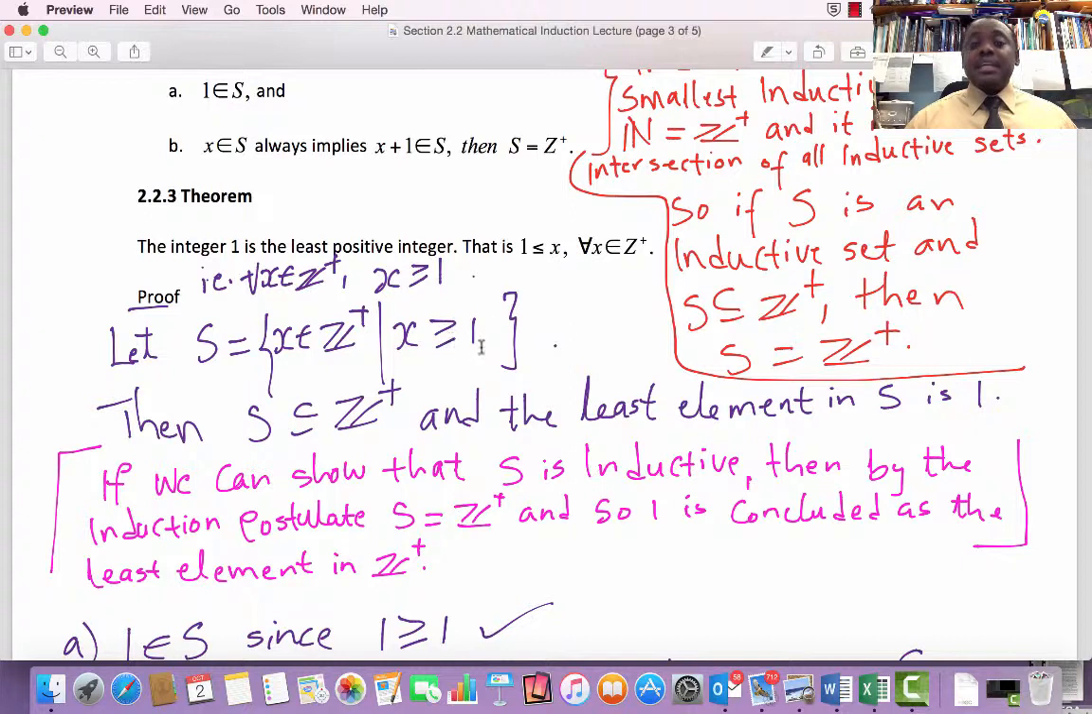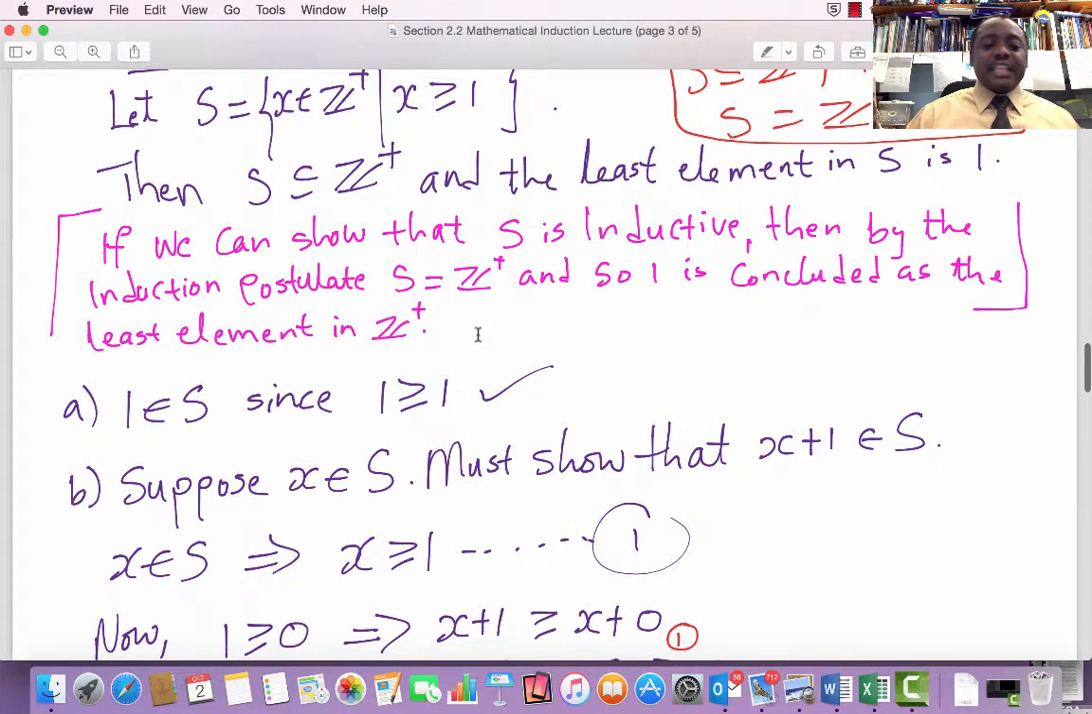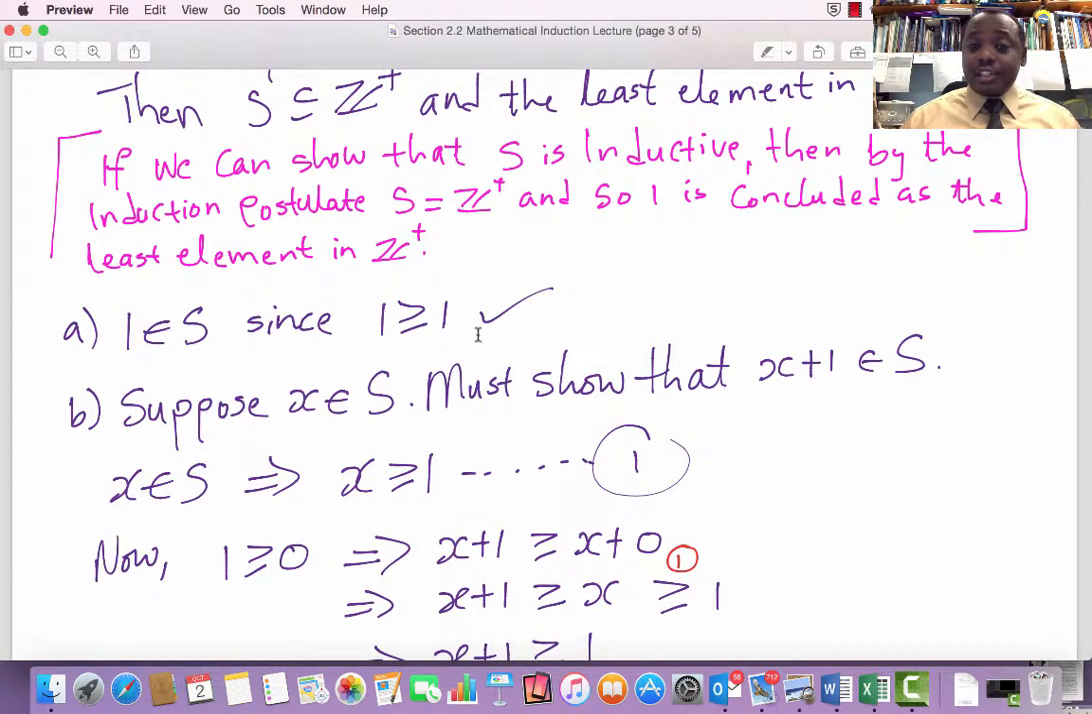That means the least element in S is 1. 1 is the least element in S. If I can successfully show that S is actually an inductive set, then since it is a subset of Z plus, it has to be equal to Z plus. And since 1 is the least element in S, 1 becomes the least element in Z plus, and I'm done. Easy strategy. Let us verify that S is actually an inductive set.